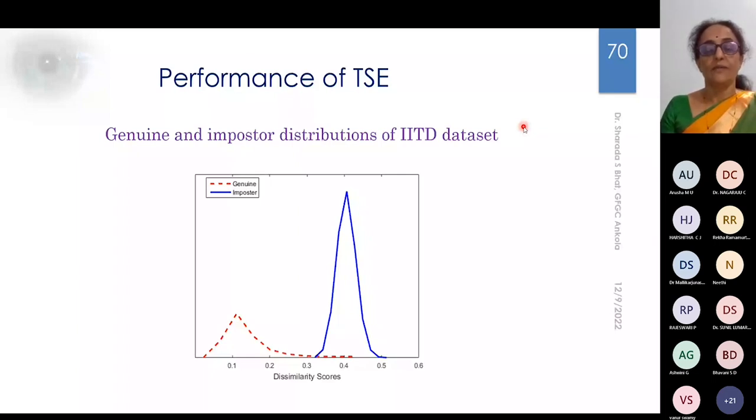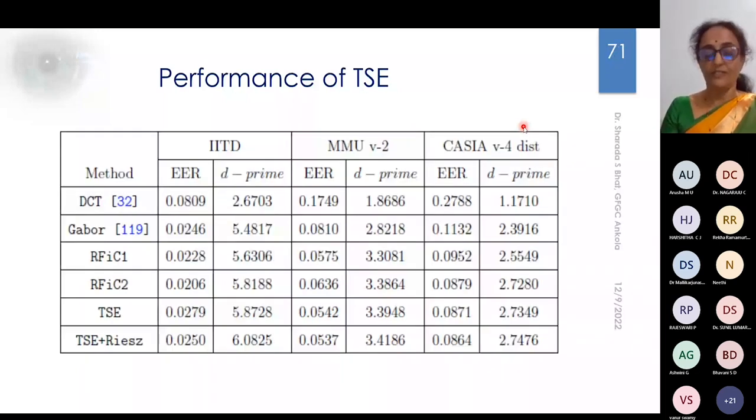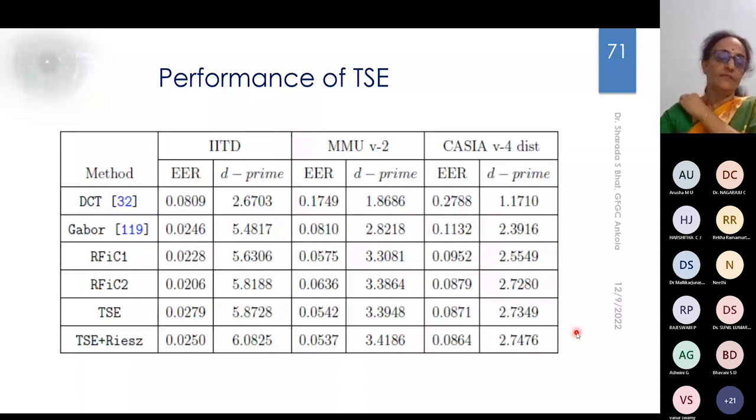That parameter set is given in the paper, the parameters which we have taken to get this particular result. On the IITD data sets, we are getting the genuine and imposter distribution something like this, using TSE. And you can observe there is a clear distinction between genuine scores and imposter scores, so the error rates will be less. And these are the results we got. It's a comparison with DCT, Gabor, RFIC1, RFIC2, and then TSE.